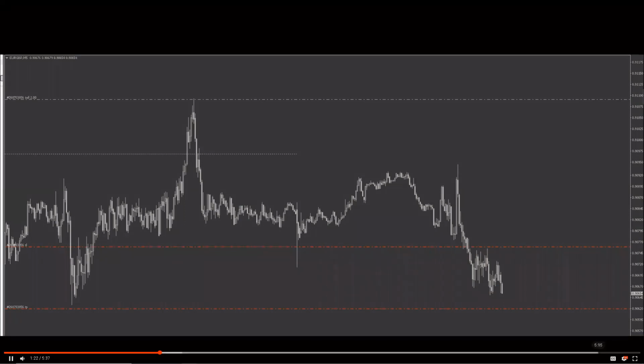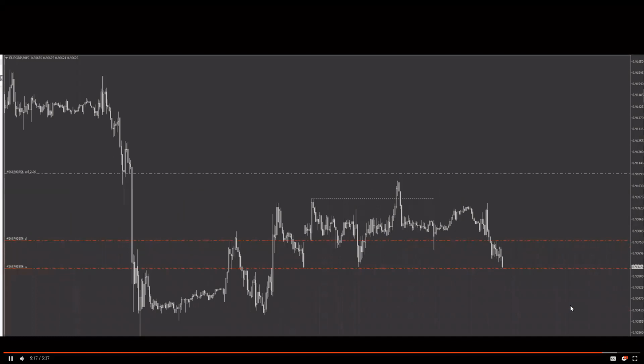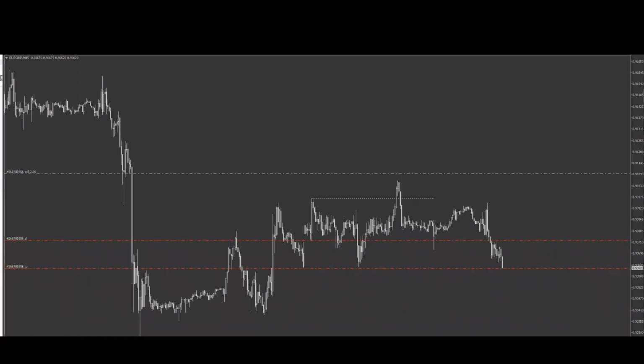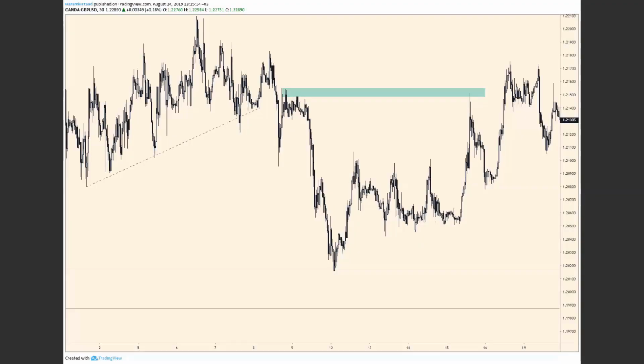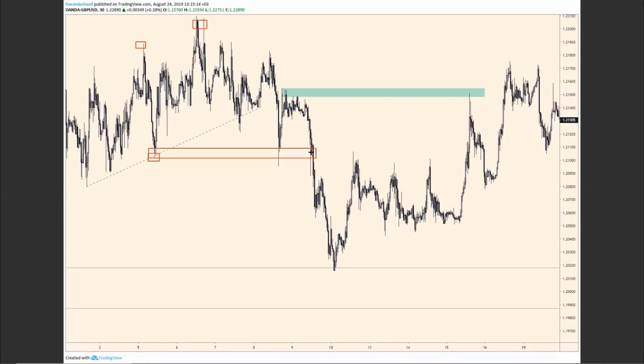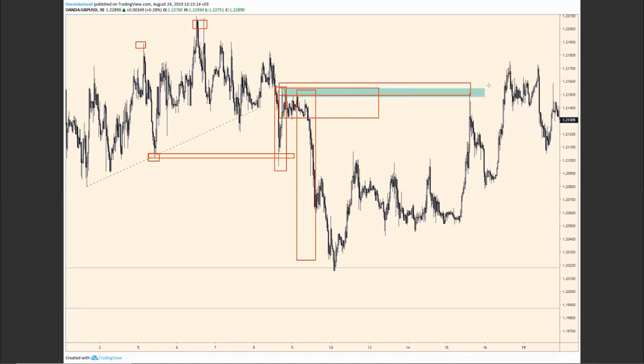I'll skip to the end here. And you see price eventually hits target for about 6R. Another trade off the top of an FTR here. Let's see. See, that's the last low before this high up here. Gets broken there. That's your retrace. Breaks the low. This is your FTR base. And that's the extreme of it.